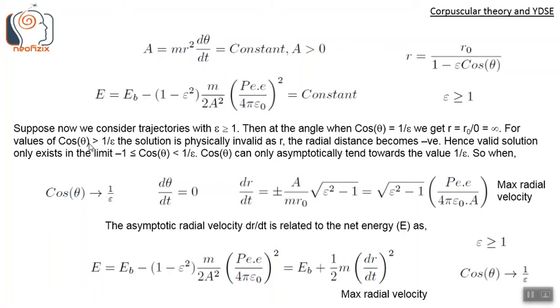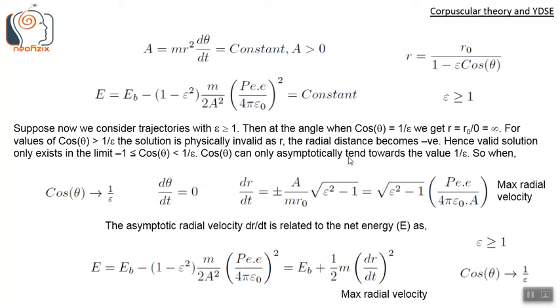For values of cos theta greater than 1 by epsilon, this solution is physically invalid, as R, the radial distance variable, becomes negative. When cos theta is greater than 1 by epsilon, R becomes negative, which is physically invalid, the distance being negative. Hence, the valid solution only exists in the limit where cos theta is greater than or equal to minus 1 and less than 1 by epsilon.